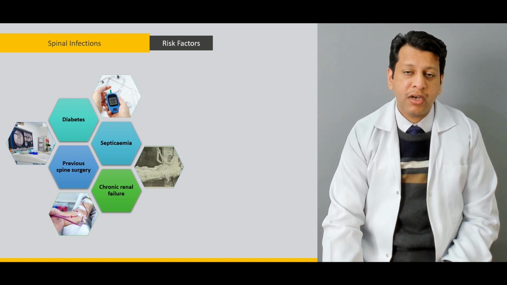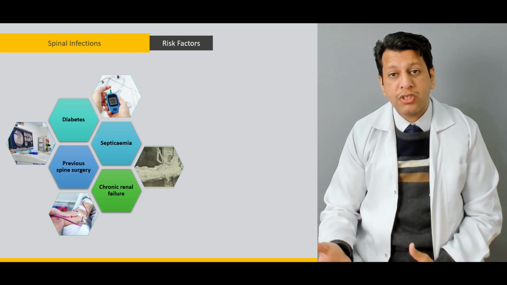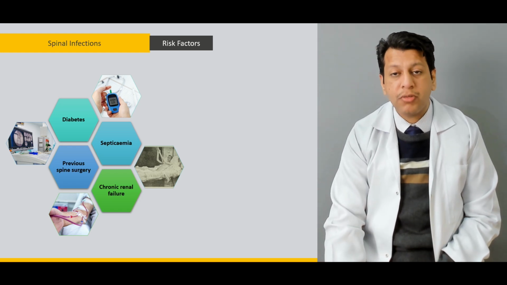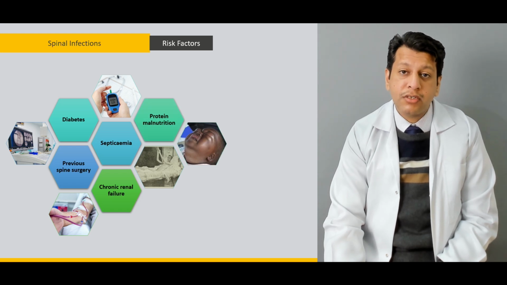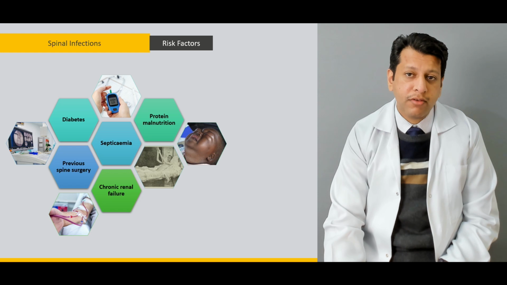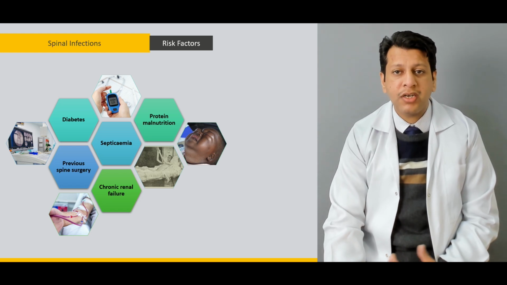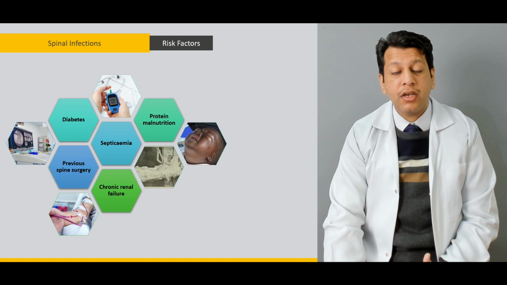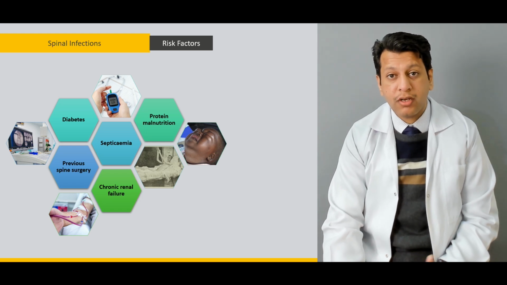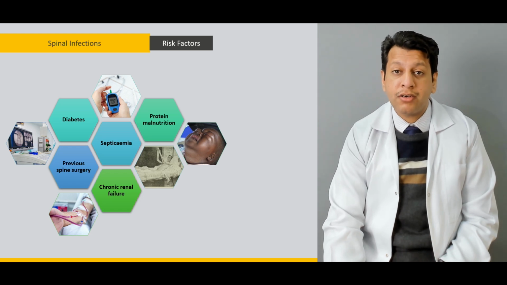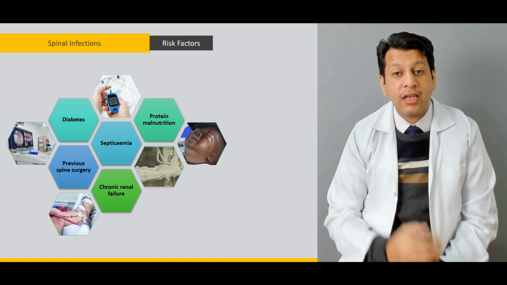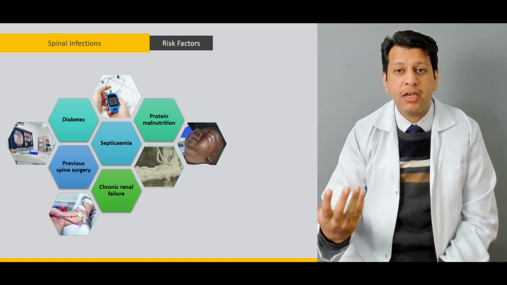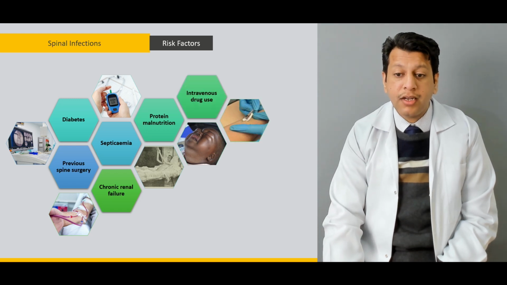Septicemia: there is a lot of septic load in the blood. This may, by hematogenous spread, reach the spine and may also cause spinal osteomyelitis or infection. Then protein malnutrition. If the patient is suffering from undernourishment or protein malnutrition, the patient is not good enough to build an immune response against infection. Therefore, these patients are at high risk of susceptibility towards spinal infection, especially atypical ones like tuberculosis, parasitic, and fungal.